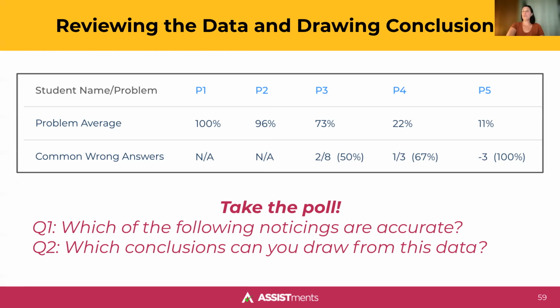All right, question 2, Carrie. What can you conclude about the common wrong answers for problem number 4? The majority put 1/3. 67% of students who entered a wrong answer put 1/3.